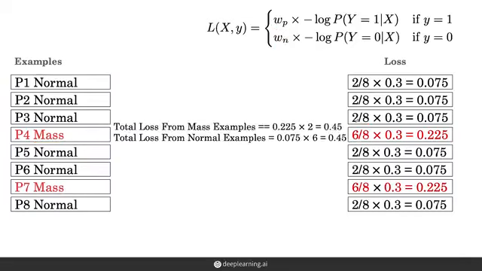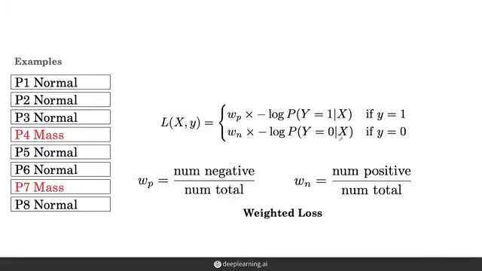Then you can see that if you sum up the total loss from the mass examples, we get 0.45, and this is equal to the total loss from the normal examples here. In the general case, the weight we'll put on the positive class will be the number of negative examples over the total number of examples. In our case, this is 6 normal examples over 8 total examples. The weight we'll put on the negative class will be the number of positive examples over the total number of examples, which is 2 over 8.